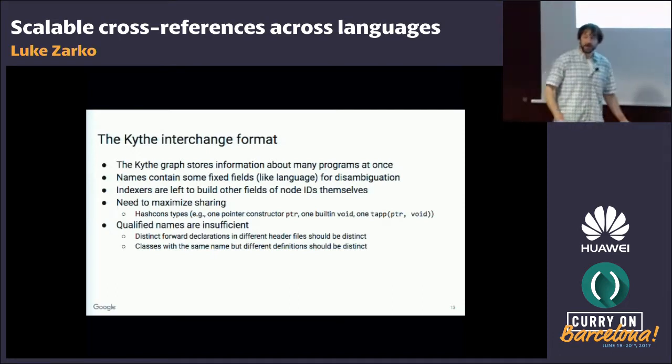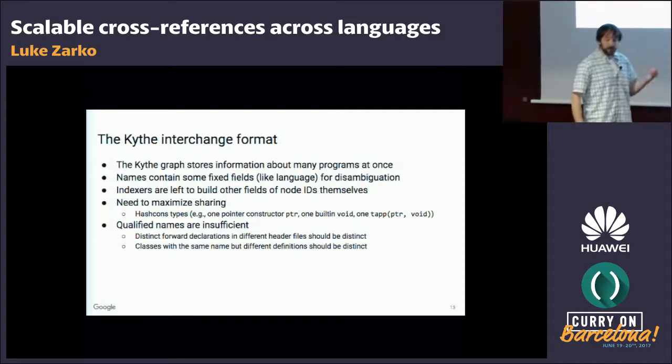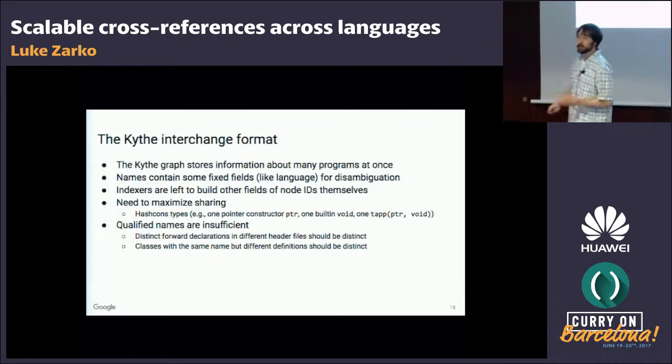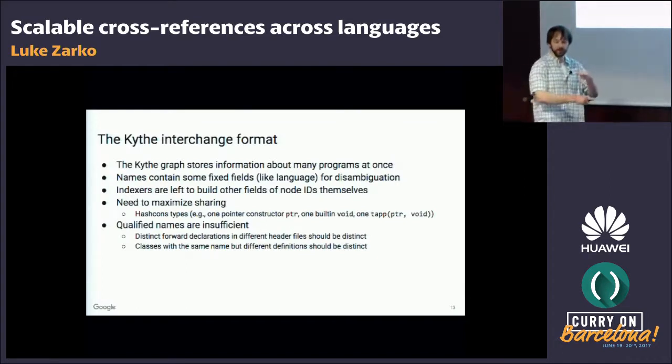As it turns out, in a big multi-program graph, even qualified names in Java are not enough to distinguish between different program artifacts. So for Java, we name things after their qualified name plus a hash of the structure of those classes.